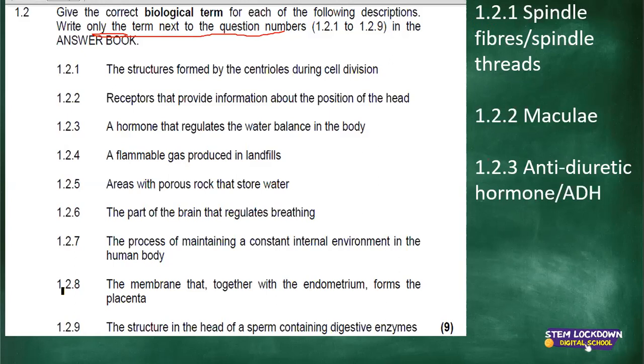1.2.4, a flammable gas produced in landfills. What is that flammable gas that is produced in landfills? It is methane or CH4. CH4 is just the molecular structure of methane. So you can write it like that, either methane or CH4. It basically means the same thing. And the 4 should be down there. I'm sorry about that, not up there.